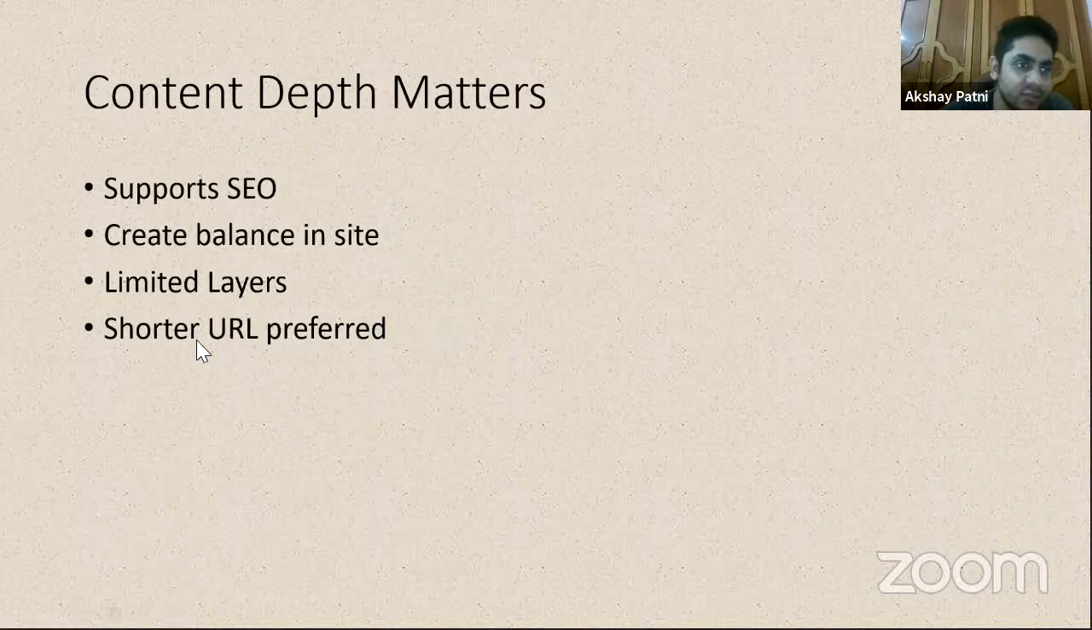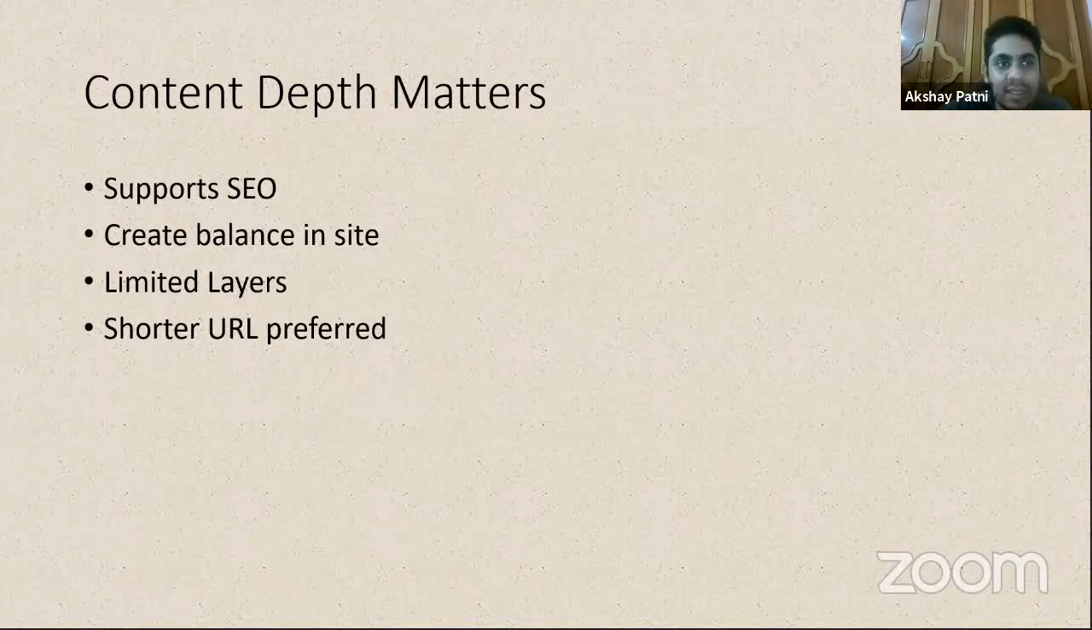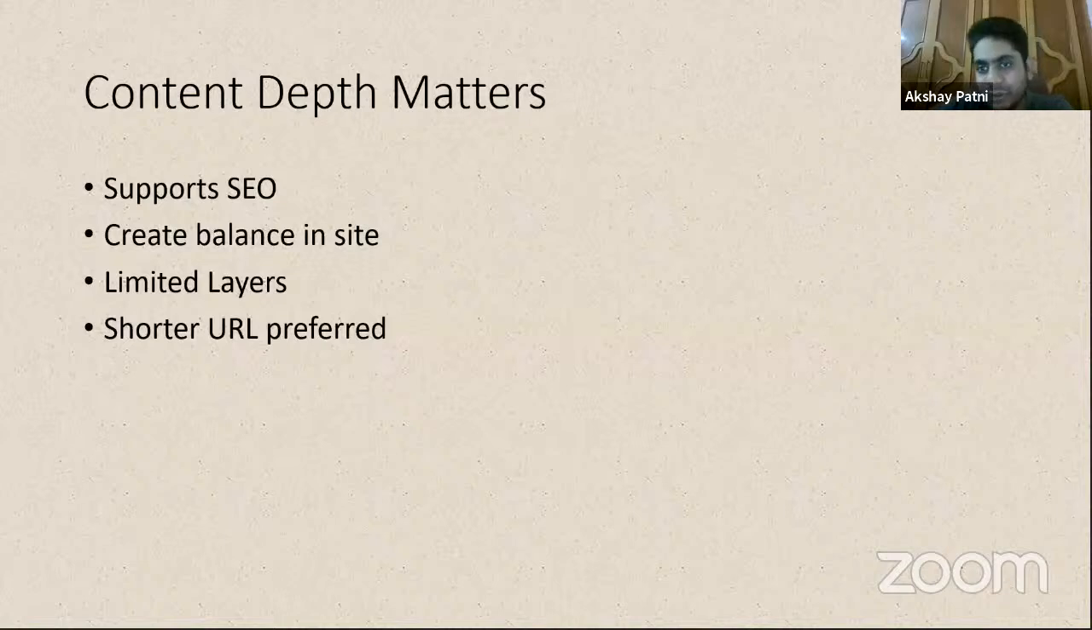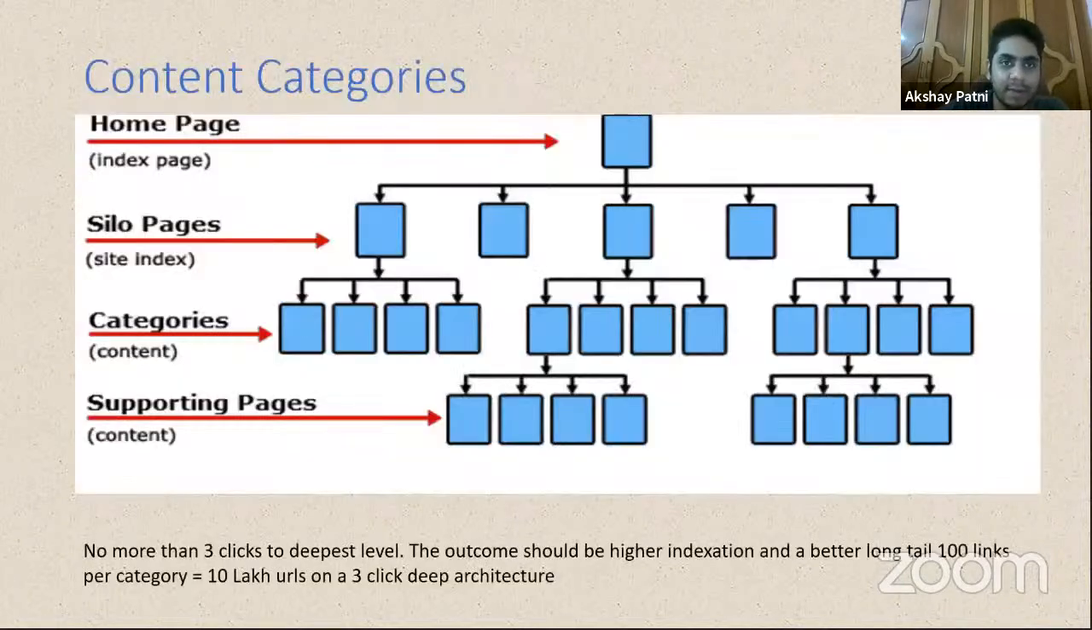So that's the reason a shorter URL is preferred, with a limited number of layers. Layers means levels, right? Create a balance in your website, and that supports SEO. Balance means one category should not have thousands of pages while another category has only 10-50 pages, right? So that balance should be there. Each category should be completely balanced, and accordingly, you should create the website and URL structure while planning the website for all the content.